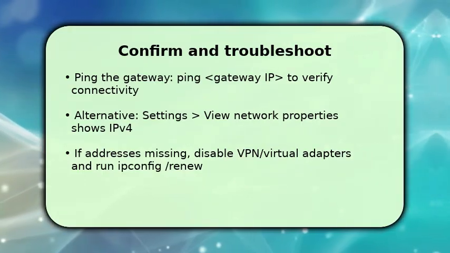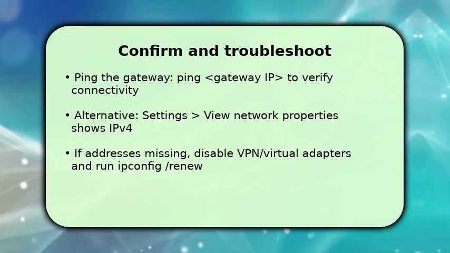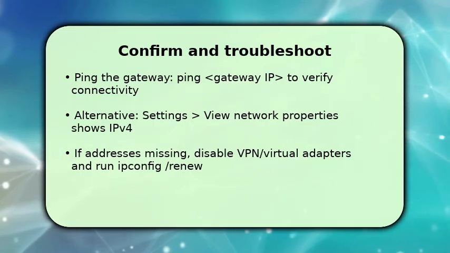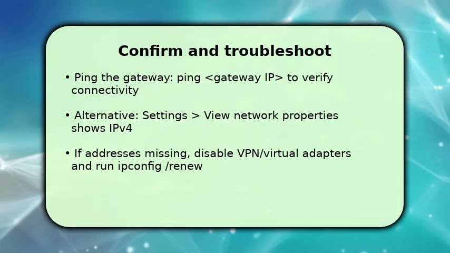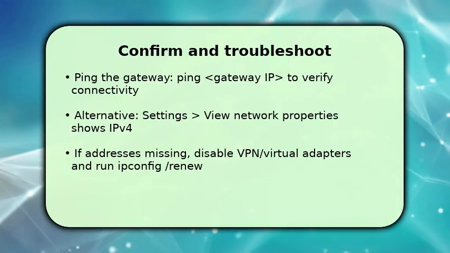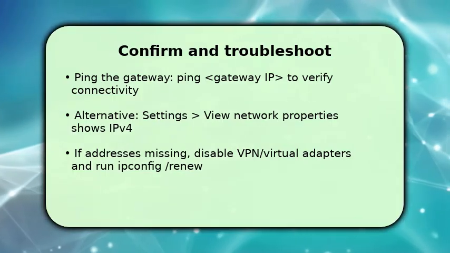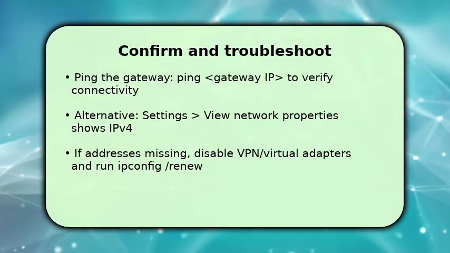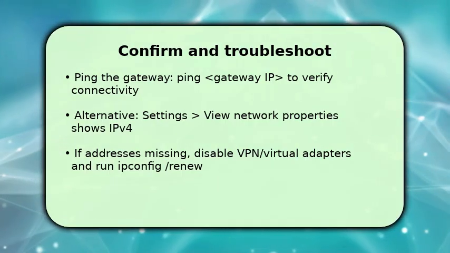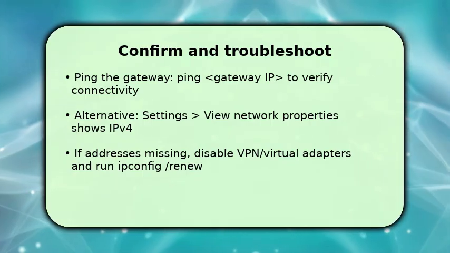If you prefer a GUI, Settings Network and Internet Status View Network Properties lists the same IP4 fields. If you see no IP or an IPA 169.254.x address, first disable VPNs and virtual adapters, then run ipconfig/release and ipconfig/renew as admin. That usually restores a valid DHCP.